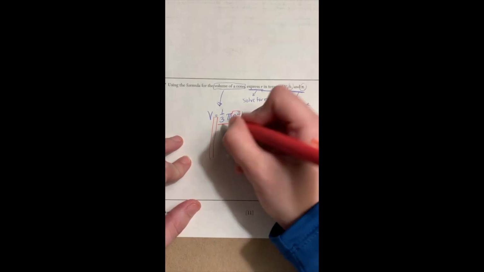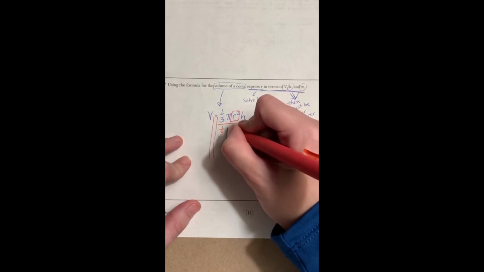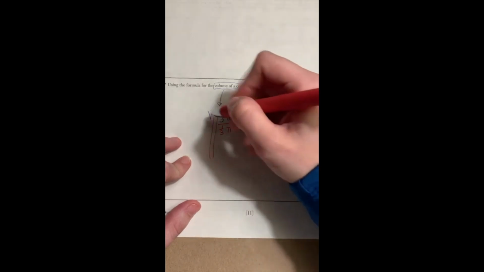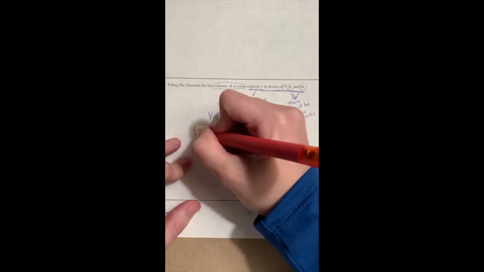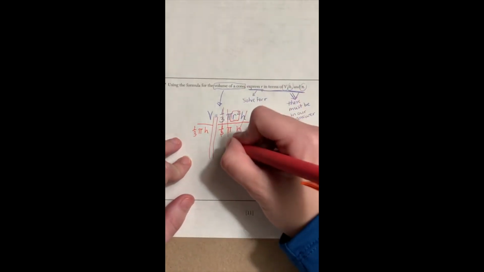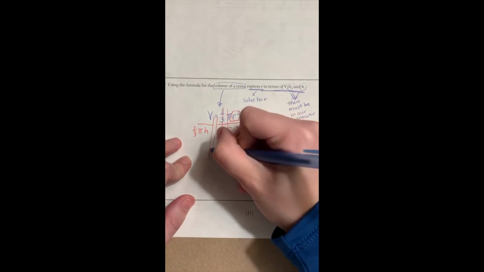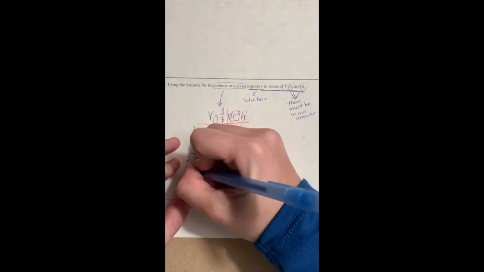So I'm going to divide 1/3 pi and H, and I'm going to divide that out on this side too. 1/3 pi H. So they cancel out on the right side. I'm left with R squared. And I'm left with V over 1/3 pi H.